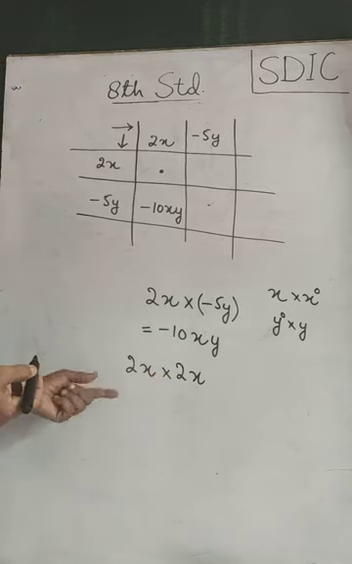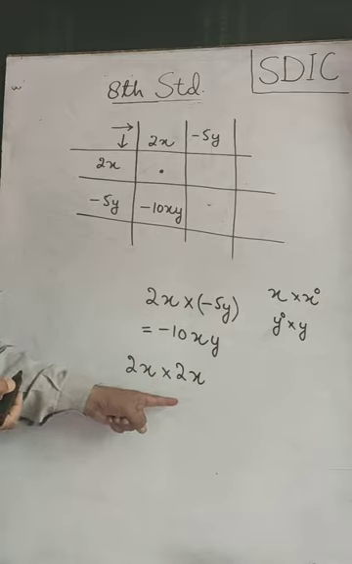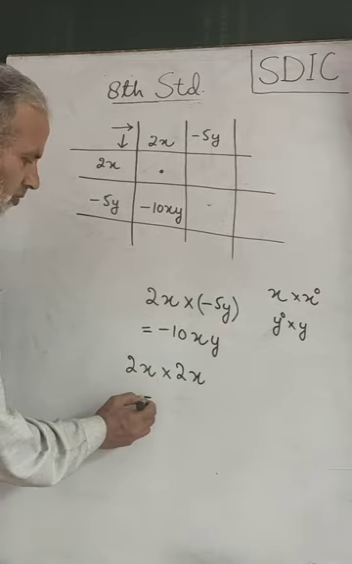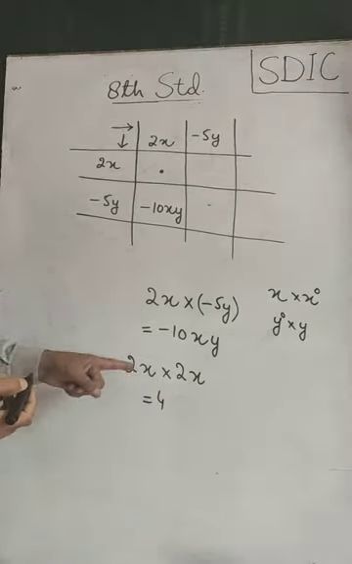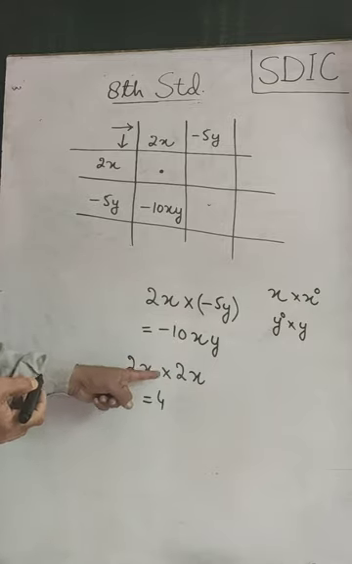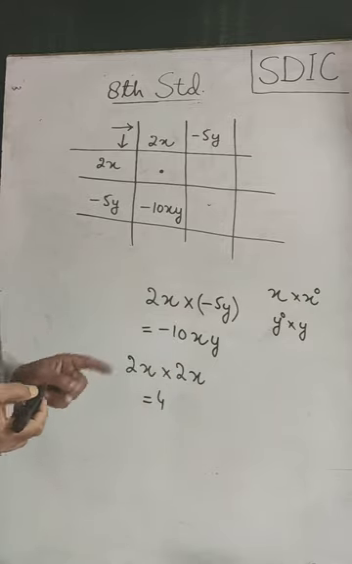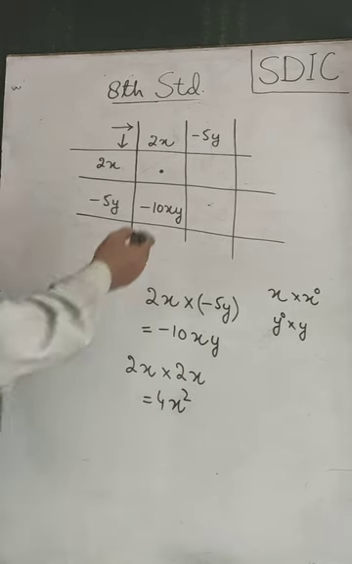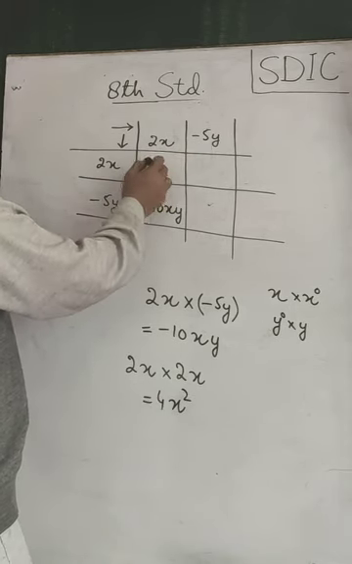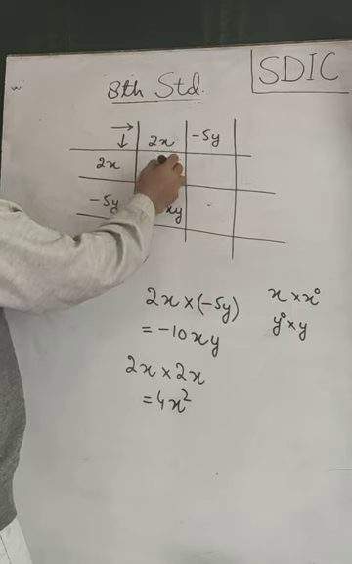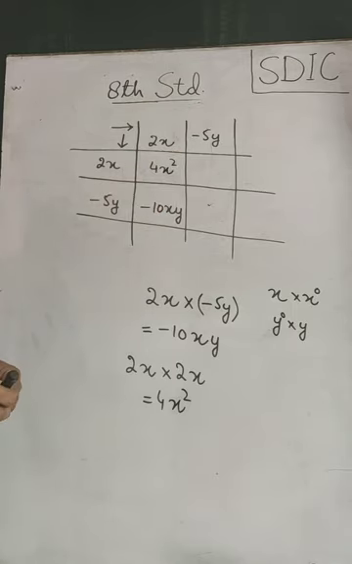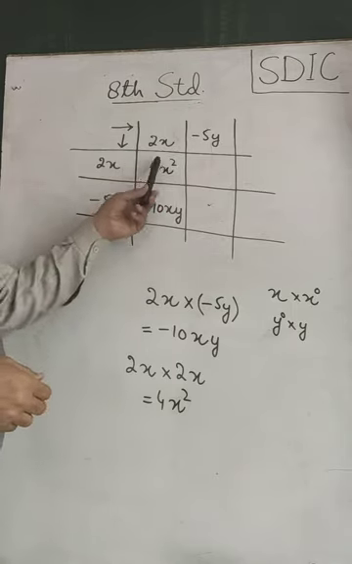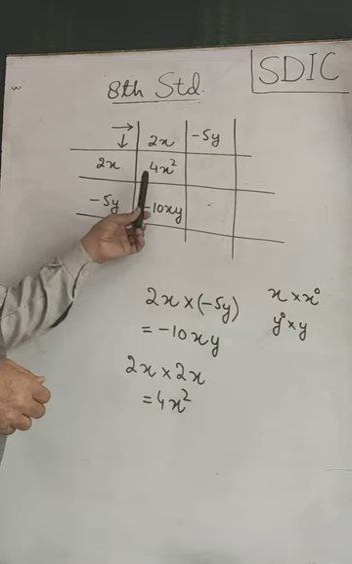Now how will we multiply? Coefficients first will be multiplied. 2 2s are 4. Then variable parts will be multiplied. Bases are same, powers are added, law is used. It is x square. So the product here is 4x square. We'll write in this slot then 4x square. Two of the slots I have filled.